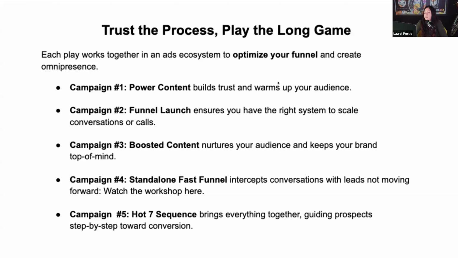Okay. So campaign number 1 is going to be power content. This is going to build trust and it's going to warm up your audience. Remember, that's going to be the campaign that's going to build our invisible list. And then campaign number 2 is going to be some type of funnel. Because we need to be able to generate physical leads in some type of way. Remember, campaign number 1 and campaign number 2 are the ones that are going to be ran to cold traffic.